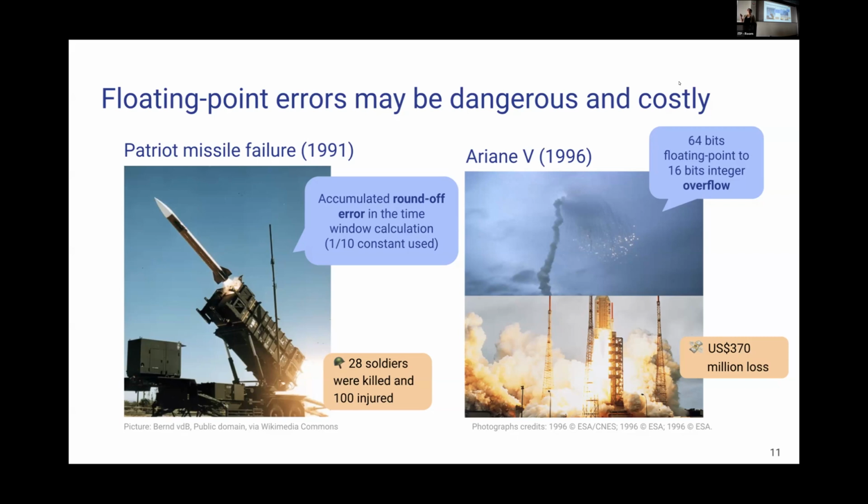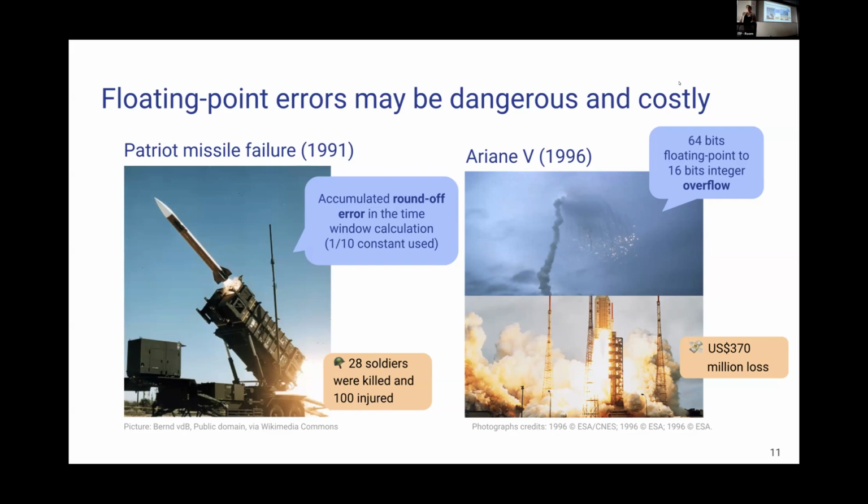So the 0.1 rounding error may be very, very tiny, but if accumulated over many, many millions of iterations, it became so big that the window was computed incorrectly, so they failed to detect an incoming missile. And unfortunately, the tragic consequence was 28 soldiers dying and 100 injured. So this was a rounding error problem.